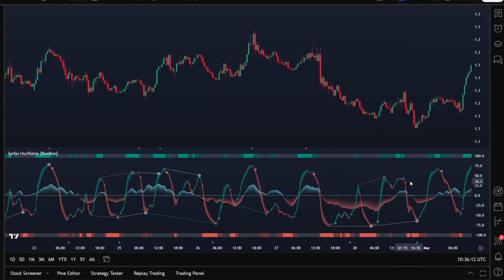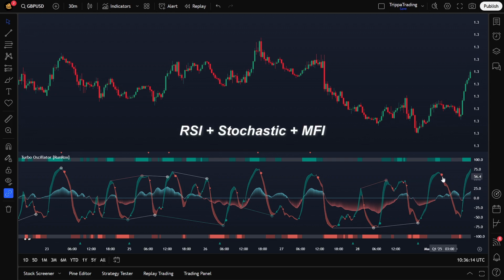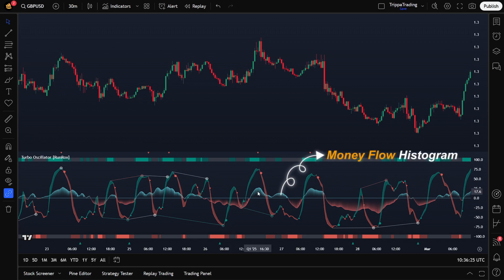This feature works in combination with the RSI, the Stochastic, and the MFI, ensuring you capture every market movement accurately and promptly. The indicator also has the money flow histogram. This one right here.